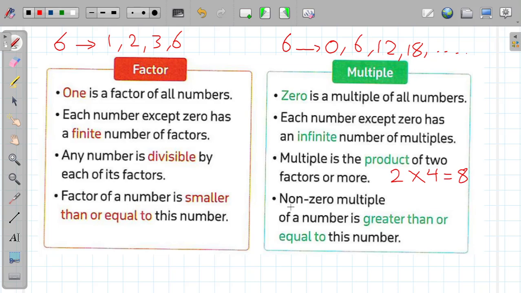Okay, next I will say a non-zero multiple of a number is greater than or equal to that number. So if I cancel 0 from here, I will see that every multiple of the number is greater than or equal to that number. So I start with 6, and next I have 12 and 18 and 24, 30. All of these numbers are greater than or equal to 6. Okay, let's try one example like this.